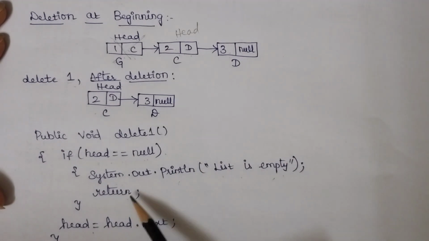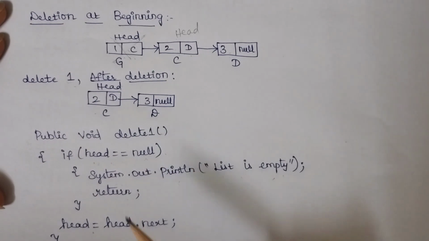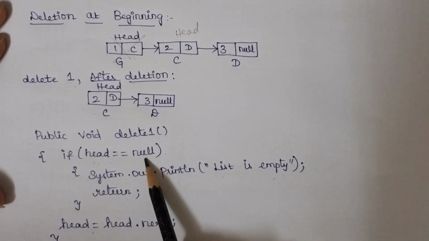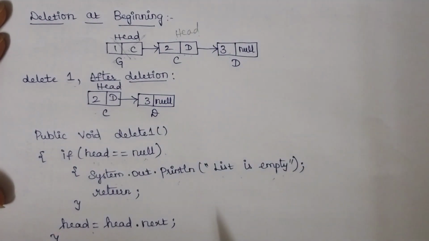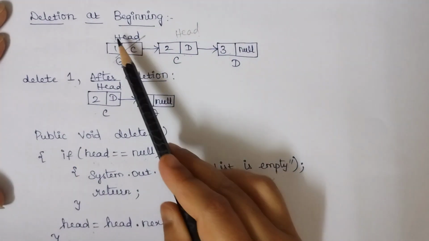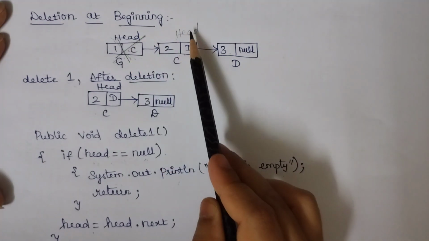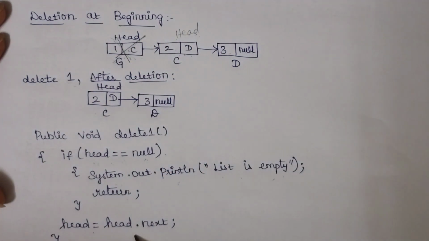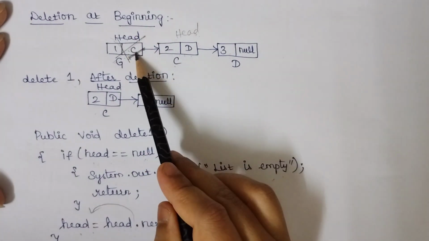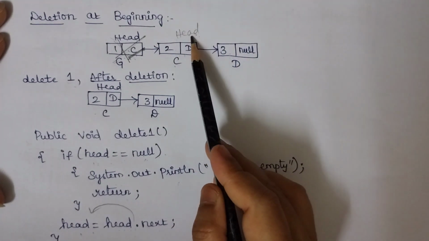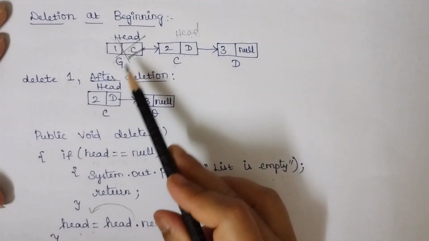Otherwise, what if your head is not equal to null? If there is some node existing in the list, then you need to assign the next node of head as the head node. Because this is my head node now, if I'm deleting this head node, the next node of head should be taken as head. So you can see head.next is assigned to head. What is my head.next here? That is the next node. So I have assigned head.next to head, and this head will be pointing to this second node after deleting the first node.